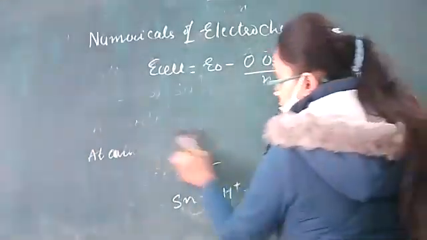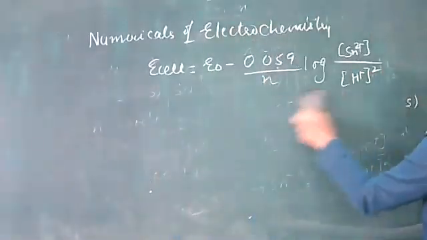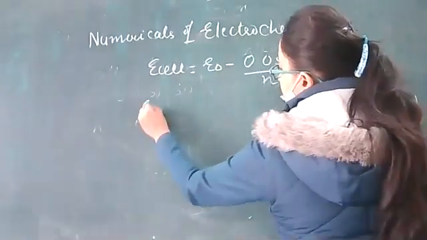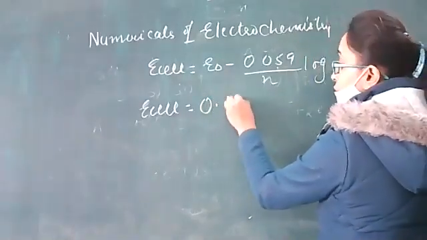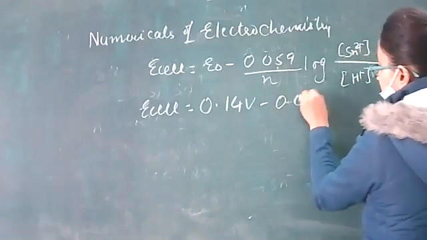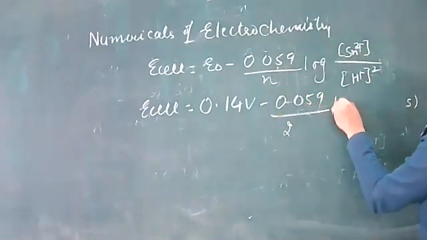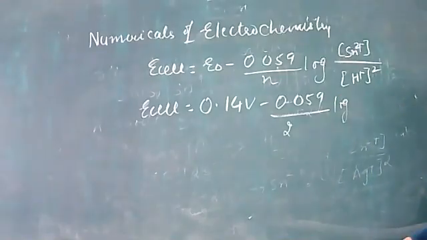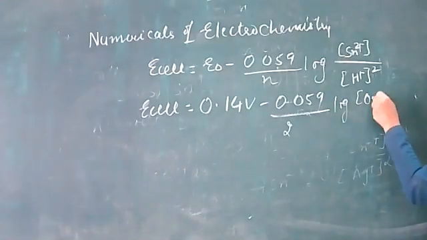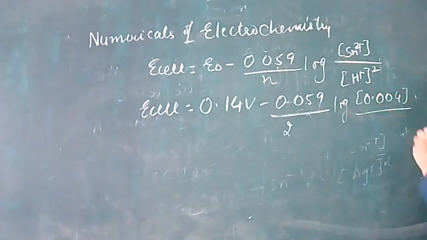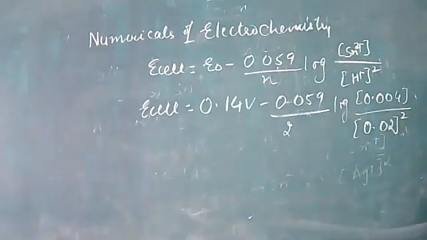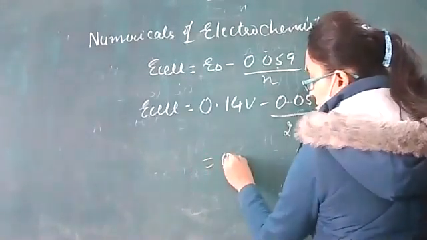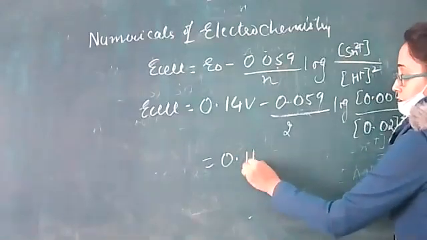Okay. So the molar concentration, what was the value of E naught and what is the value of n? Here you can see there are 2 electrons involved. So E cell, what was the value of E naught? It was 0.14 volt minus 0.059 divided by 2 log. What was the value of Sn2 positive? It was 0.004. And what was the value of H positive? That is 0.02. After solving it, the answer you will be getting is 0.1105 volt.